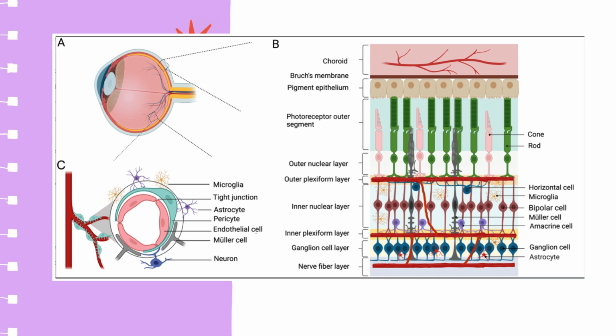In part B, you can see the photoreceptor layer. The cones, which are responsible for color vision, and the rods, which are responsible for low light vision, are directly affected by blue light. We looked at cones and rods in our first video on eye anatomy. Excessive blue light can damage the outer segments of photoreceptors and lead to reduced function or cell death.